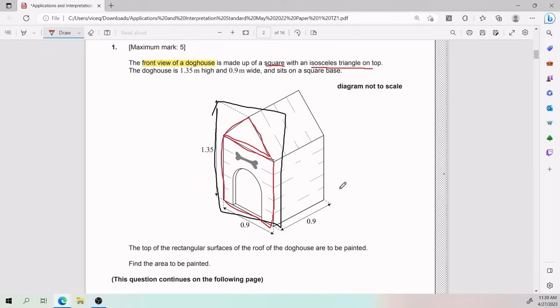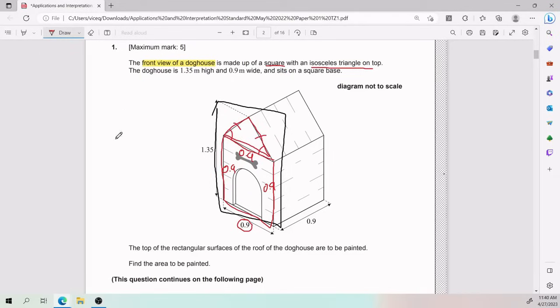Let's apply what it just told us. So the fact that it's a square means that this side here, 0.9, makes this side here 0.9, makes this side here 0.9, makes this height here 0.9. And what does the fact that it's an isosceles triangle give me? It gives me that this angle is equal to this angle, and that this side is equal to this side.